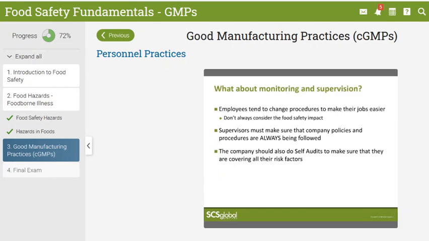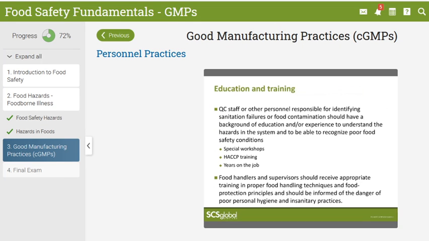The company should also do self-audits to make sure that they are covering all of their risk factors and are made aware of changes in the risks according to employee habits. QC staff and other personnel responsible for identifying sanitation and contamination should have background or education to understand the hazards in their system. So they might need to have had special training, such as attending special workshops in food safety, HACCP training, and having multiple years on the job.